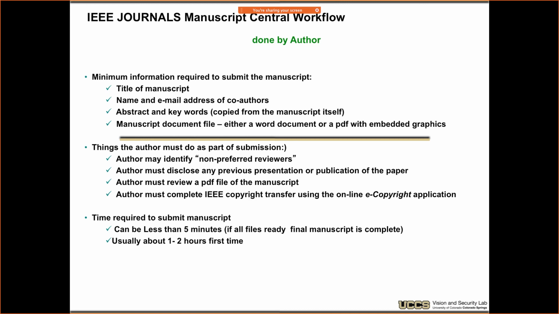So you also have to identify, and I'll go through this in a couple pages, preferred non-reviewers, disclose relationships, the previous publications, put a PDF file in, accept the copyright, right? Time required: IEEE says it's less than 5 minutes, and this may be true if you have all the things ready and you've done it 15 times. It's usually an hour to 2 hours the first time you go to do it as you try and go back and copy things around. The biggest thing is that having all the things ready makes it straightforward.